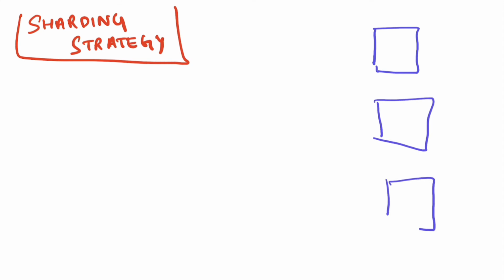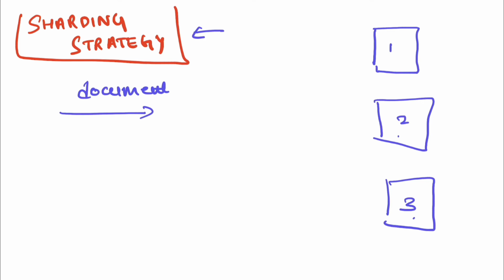Let me make these nodes again. This is my node 1, node 2, and let's assume there are 3 nodes, 1, 2, 3. This is my shard 1, shard 2, and shard 3. So for any new document you insert, how do you want to distribute your data, whether it should go to shard 1 or shard 2 or shard 3? This kind of strategy is called sharding strategy, and there are multiple strategies available within MongoDB.